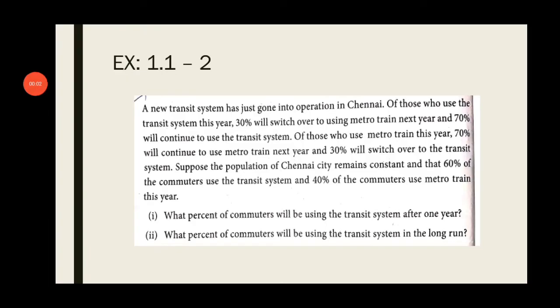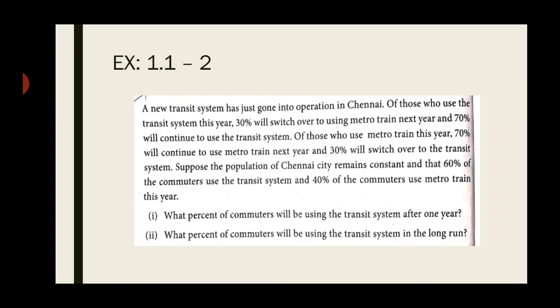So now exercise number 1.1, sum number 2. A new transit system has just gone into operation in Chennai. Of those who use the transit system this year, 30% will switch over to use metro train, and 70 percentage will continue to use this transit system. And of those who use metro train this year, 70 percentage will continue to use metro train next year, and 30 percentage will switch over to the transit system.